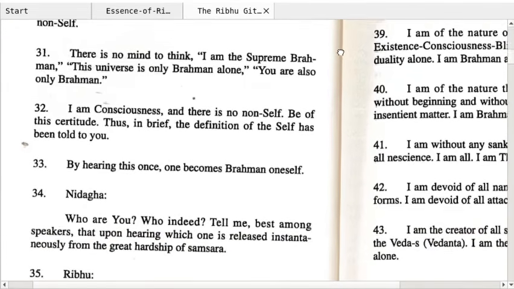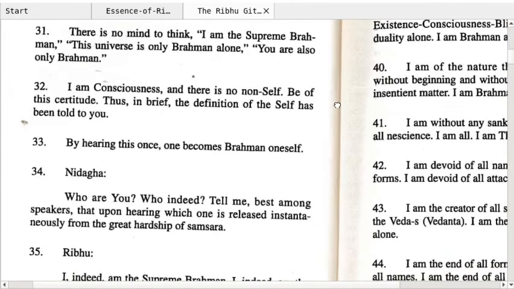I'm going to skip a few because you see, you got the taste of what he's saying. And there is no mind to think, I am the Supreme Brahman. This universe is only Brahman alone. You are also only Brahman. So in the quotes, he is giving us very popular sayings. And he says that, who thinks these things? Not the Brahman. The Brahman does not think anything. There is no mind there to think these things.